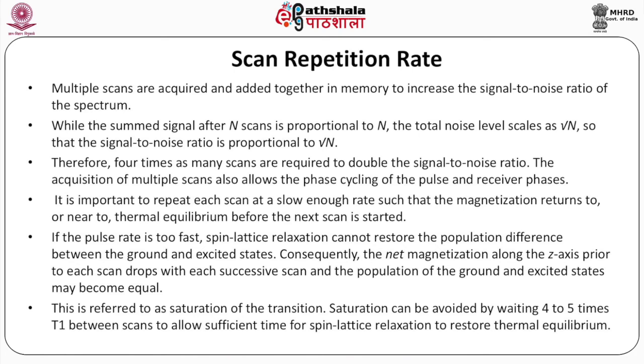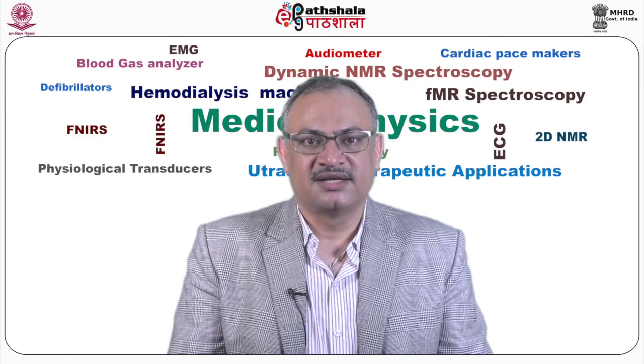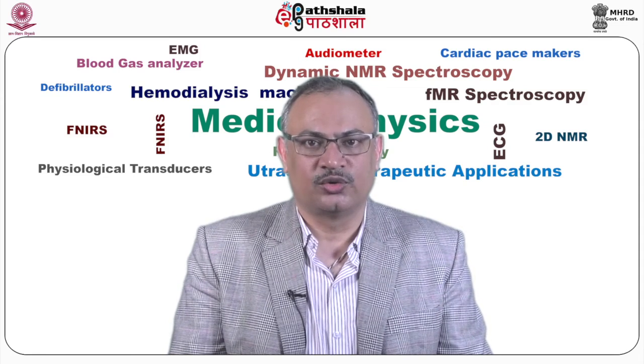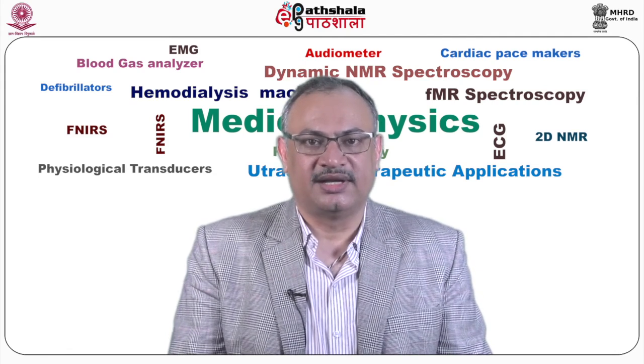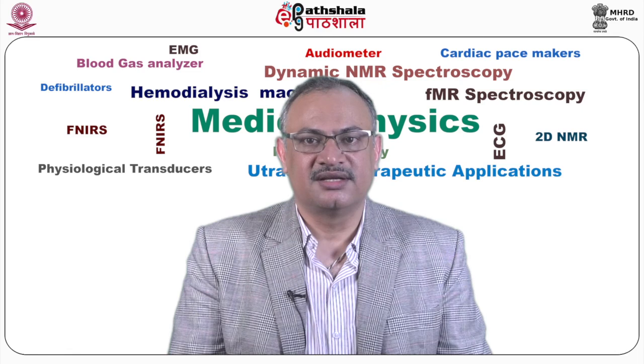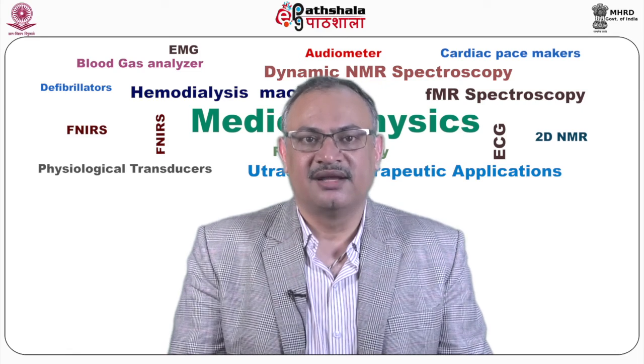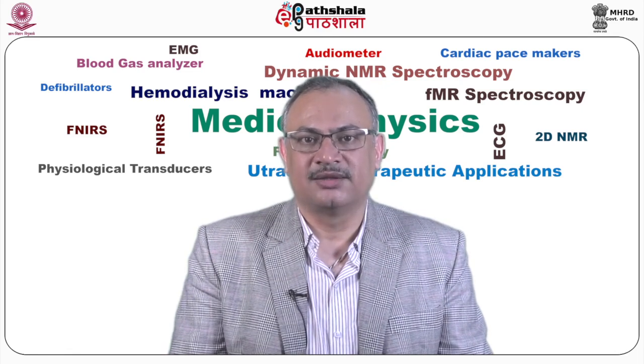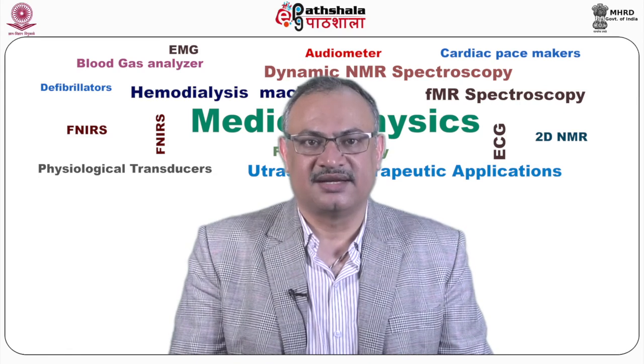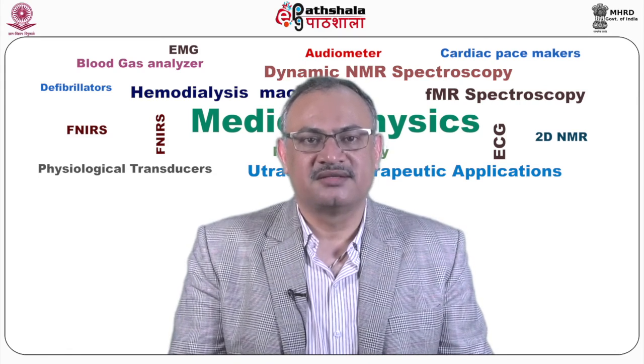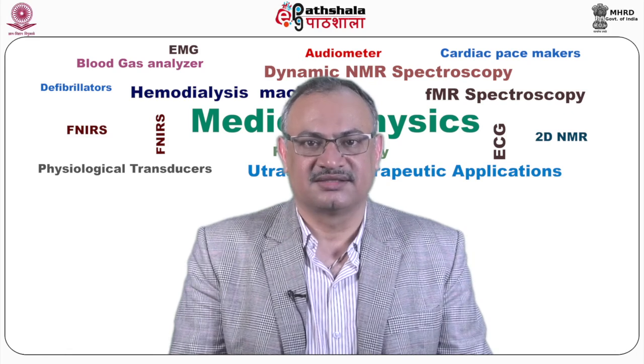It is important to repeat each scan at a slow enough rate such that the magnetization returns to or near thermal equilibrium before the next scan is started. If the pulse rate is too fast, spin lattice relaxation cannot restore the population difference between the ground and excited states. Consequently, the net magnetization along the z-axis prior to each scan drops with each successive scan, and the population of the ground and excited states may become equal. This is referred to as saturation of the transition.